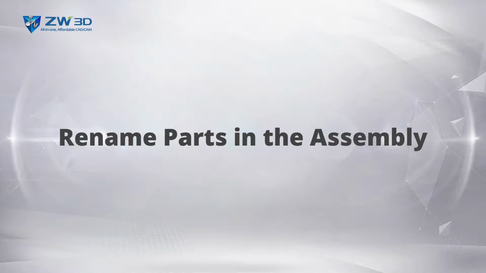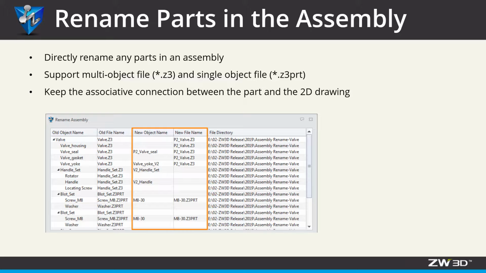Rename parts in the assembly. In ZW3D 2019, the designers can directly rename any parts in an assembly for a multi-object file or a single object file, while at the same time keeping the connection between the part and the 2D drawing.